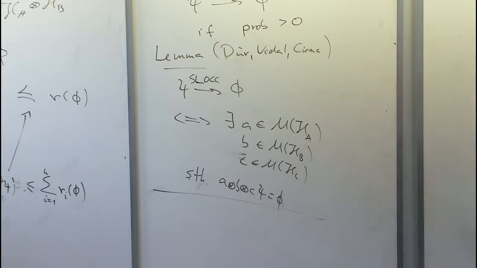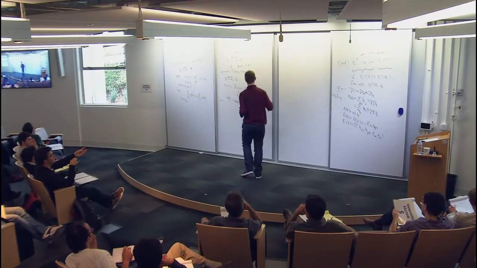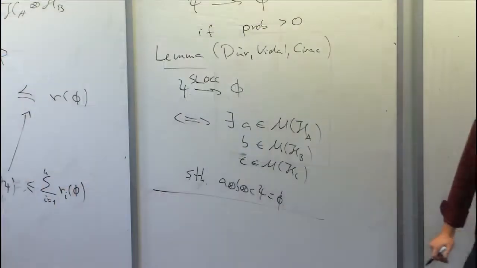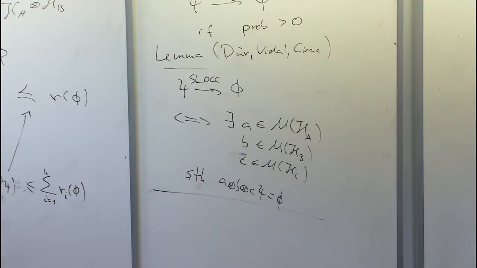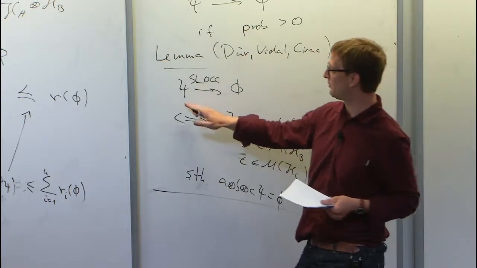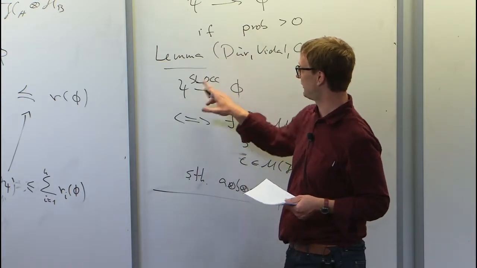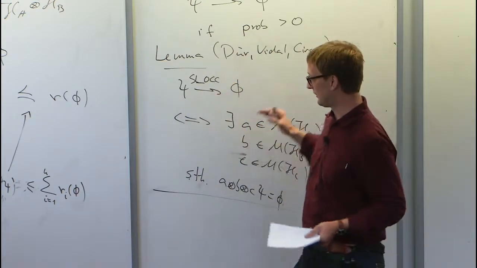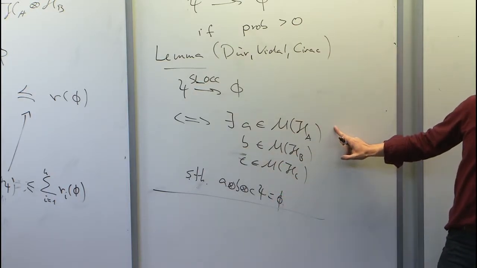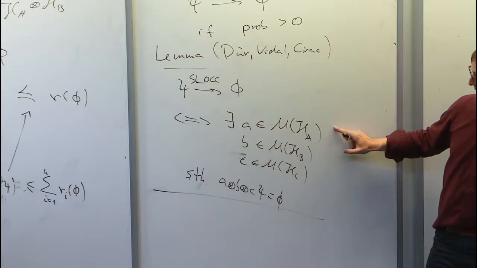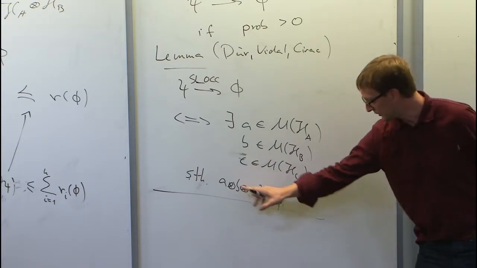I'm confused because I thought Alice could apply any unitary transformation to her qubit. Right, this is a lemma; you have to look up the paper. I asked the question, when can I transform psi into phi with SLOCC? And this is the answer: if and only if there exist three matrices such that this is equal to that.